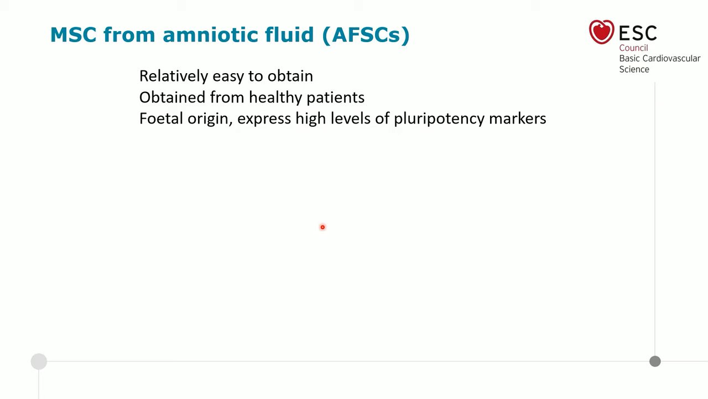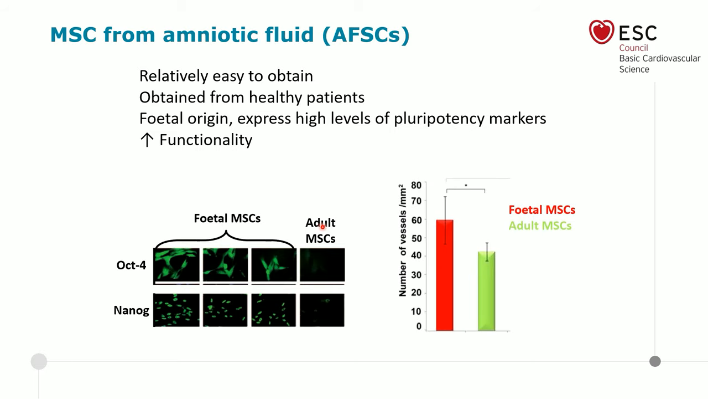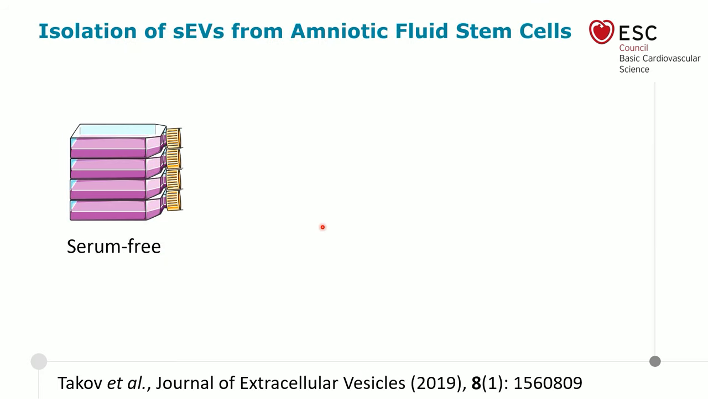One of the reasons for looking at these particular MSC cells is that, unlike those from adult cells, in comparison to them, they express higher levels of pluripotency markers. This has been shown, for example, here. And there is some evidence that they might have increased functionality as well. This is the MSC cells. And they also have high potential for expansion, so they can be grown for quite a long time.